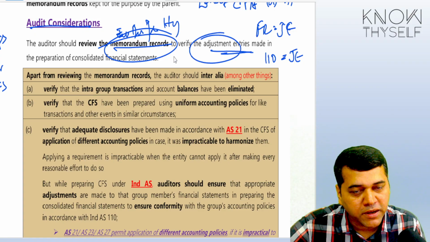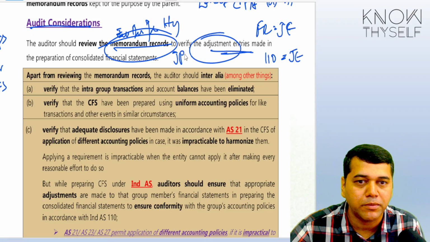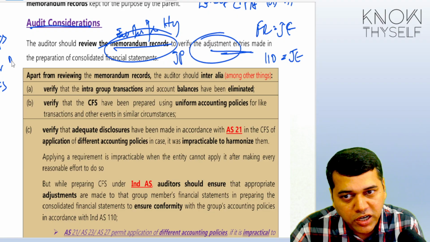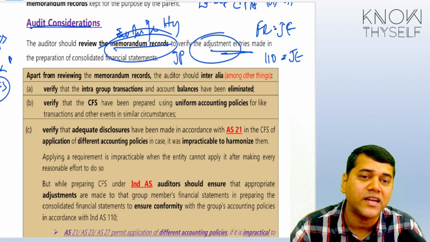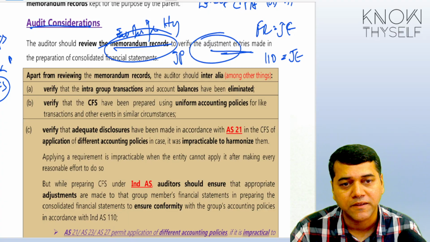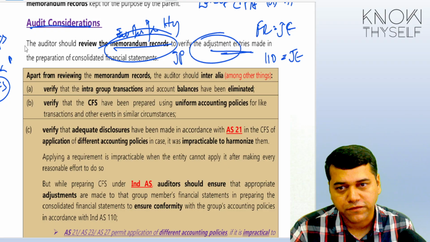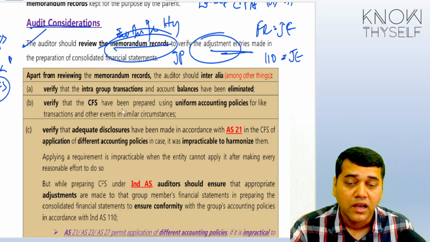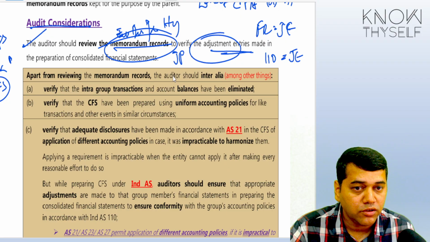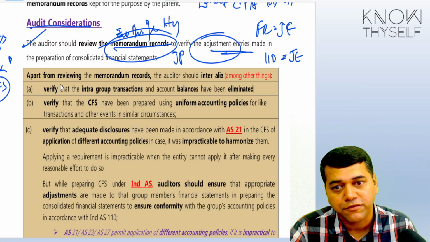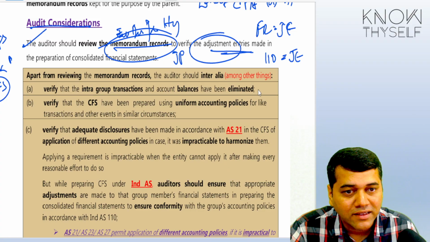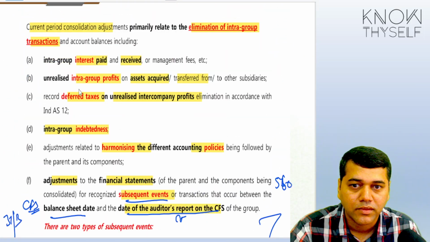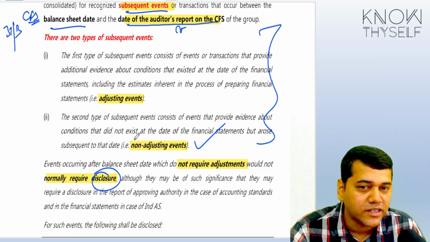Because for memorandum records also there will be a trial balance that should tally. If the SFS is tallying, your adjustment entries are tallying, memorandum entries are tallying, then CFS should tally, right? There is a question that CFS is not tallying. Apart from this, first thing is you have to verify those memorandum records where these adjustment entries are done. Apart from that, you need to consider certain things more: verify that intergroup balances are eliminated. One of the adjustments is eliminating intergroup balances. You please see whether it is eliminated.